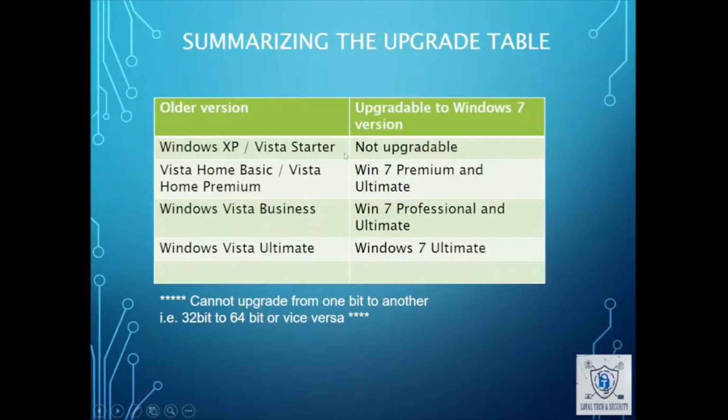So Windows XP is not upgradable to Windows 7. Windows Vista Home Basic and Premium is upgradable to 7 Premium and Ultimate. Windows Vista Business is only upgradable to Professional and Ultimate. Remember, you cannot upgrade to Windows 7 Home or the Starter if you have Windows Vista Business. अगर आपके पास Windows Vista Ultimate है, you can only upgrade to Windows 7 Ultimate. आप Professional में भी upgrade नहीं कर सकते हैं.